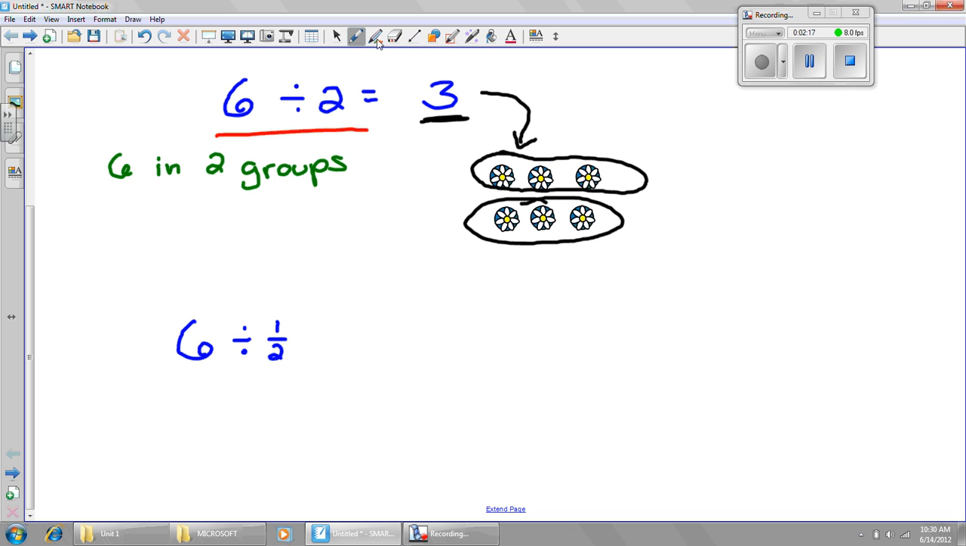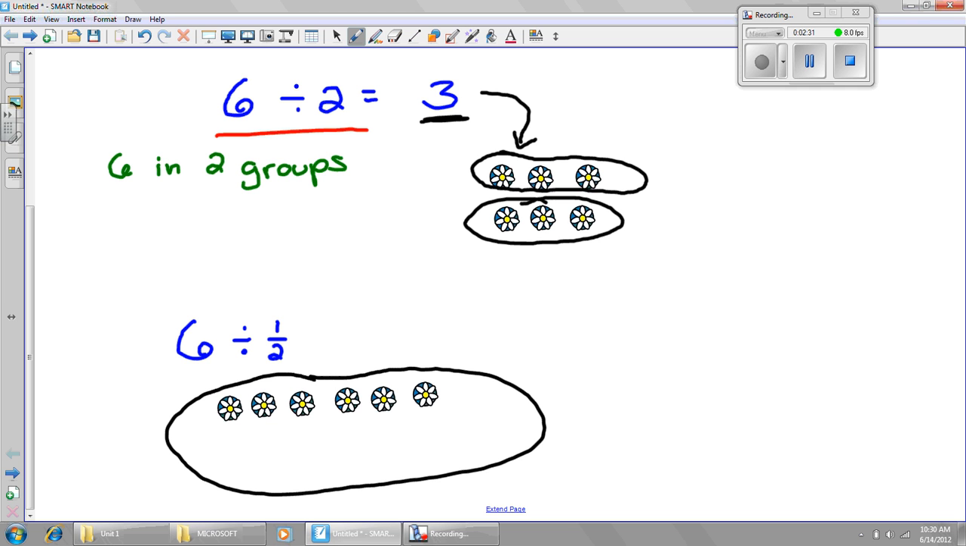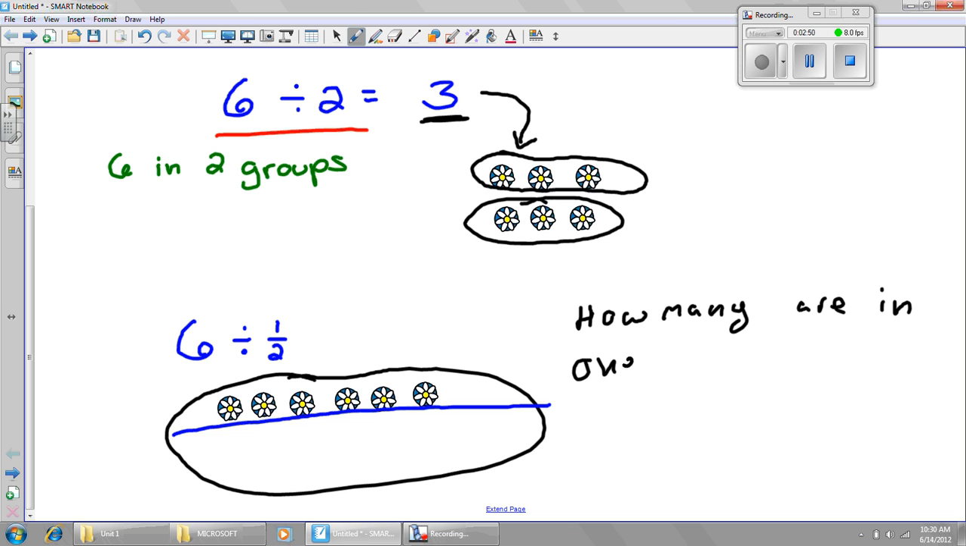Well, I'm going to need 6. Give me 6 flowers. And what I'm going to note is it's not 6 in one group, it's 6 in half a group. So let me cut this group in half. Well, let me ask you this: if there's 6 in half a group, how many are in one group?